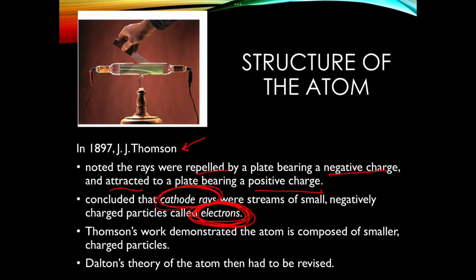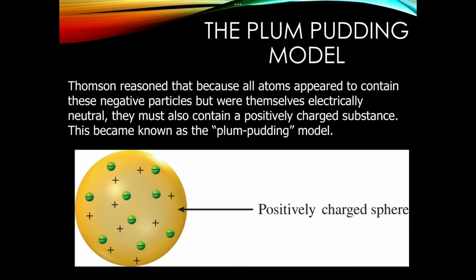Essentially, what Dalton had said is that atoms are solid, right? This is an atom, just like that, big atom. And what J.J. Thomson found is that nope, the atom has negative stuff in it. Not sure where it is, but there's definitely negative stuff in there. So we need to change our theory of the atom.